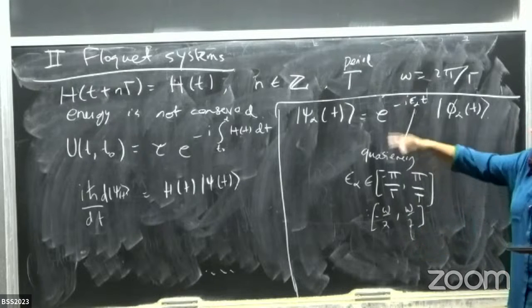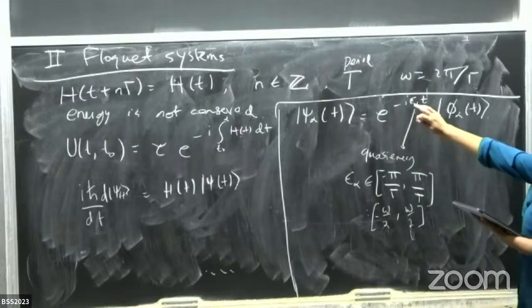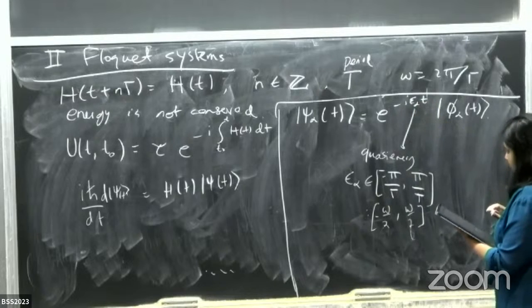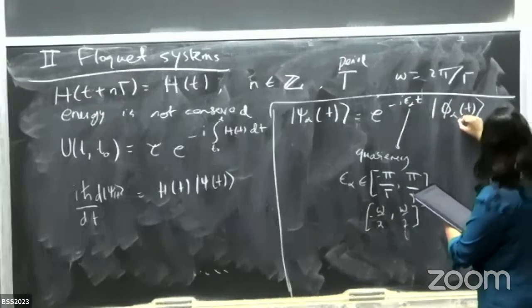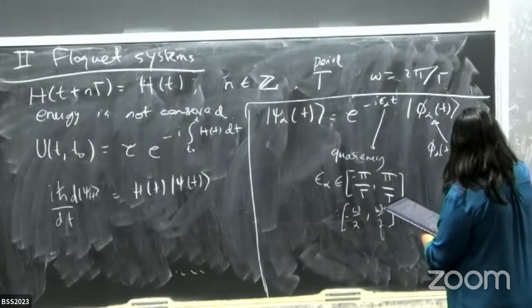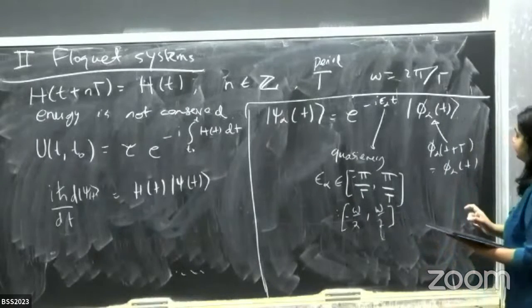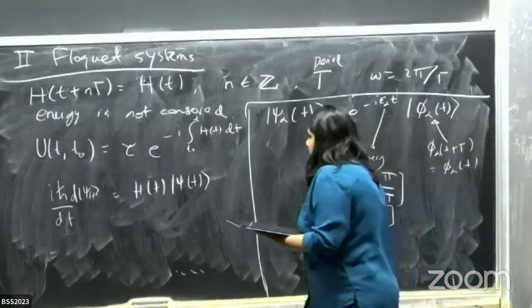Anusha talked about multiply driven systems where you have to consider even more of these zones. I'm not going to do that. I'm just going to talk about a single driving frequency. And this phi alpha is a periodic function, so phi alpha of t plus T is the same as phi alpha of t.